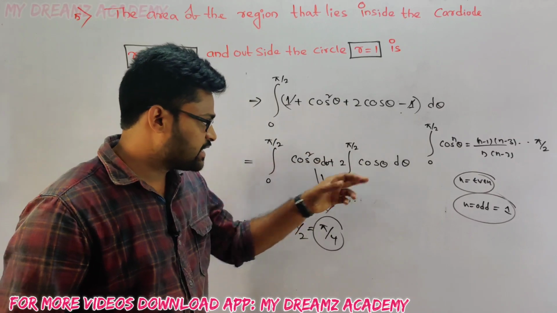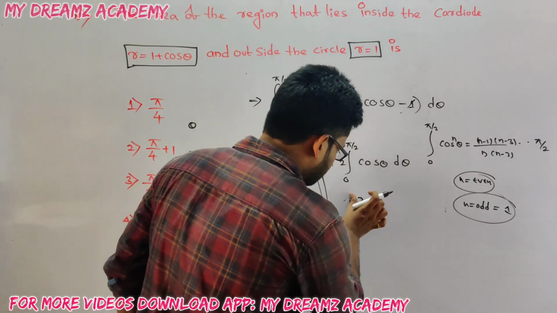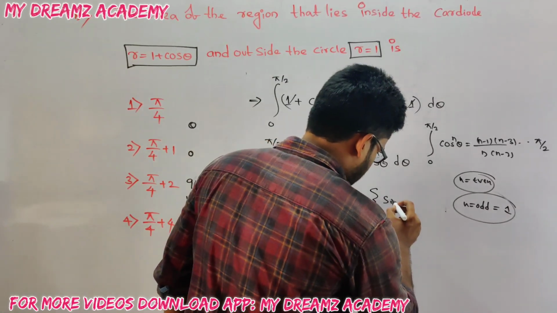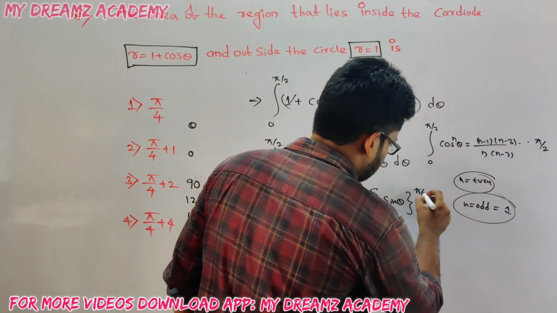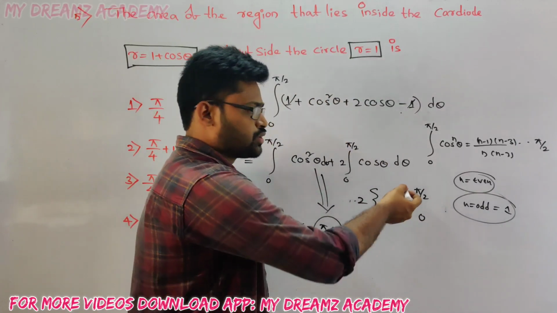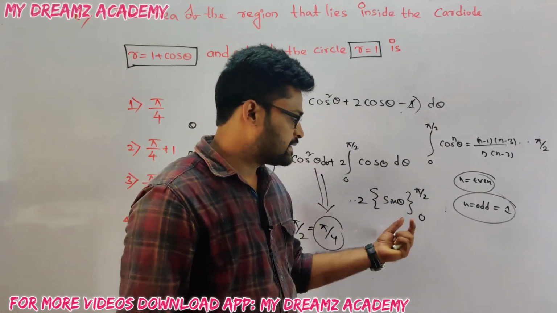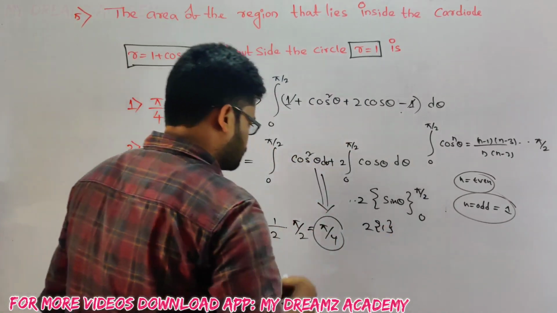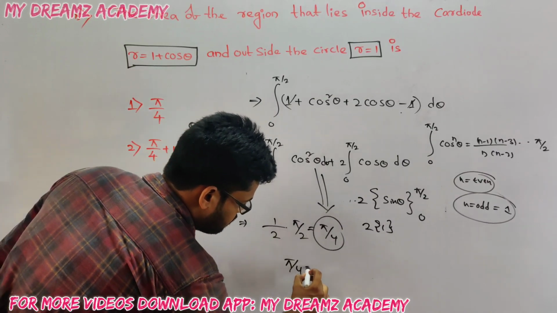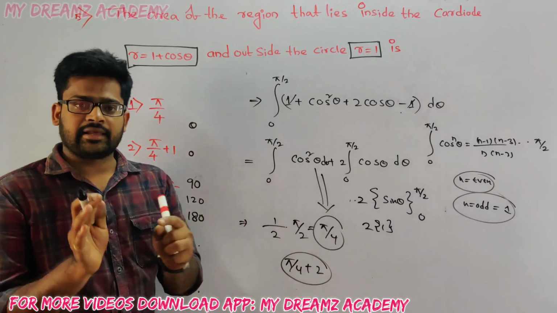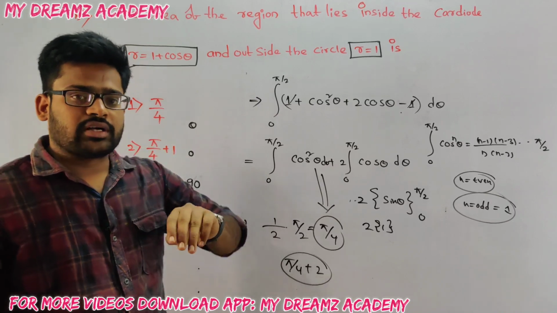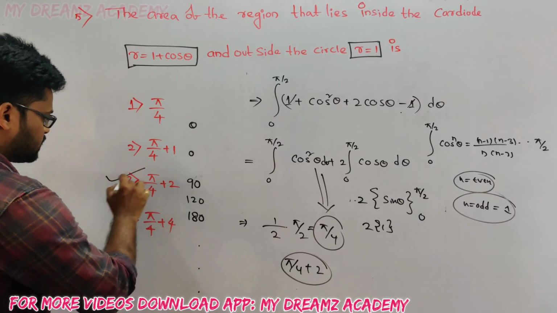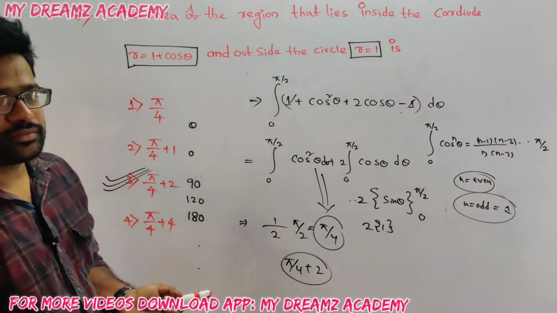Next, the integration of this one, 2 into integration of cos theta will give sin theta, and the limits are pi by 2 and 0. So sin pi by 2 will give 1 and sin 0 is 0. So 2 into 1. So the total value is pi by 4 plus 2. Total area inside the cardioid outside the circle is pi by 4 plus 2. So option 3 is correct. This is question number 5.